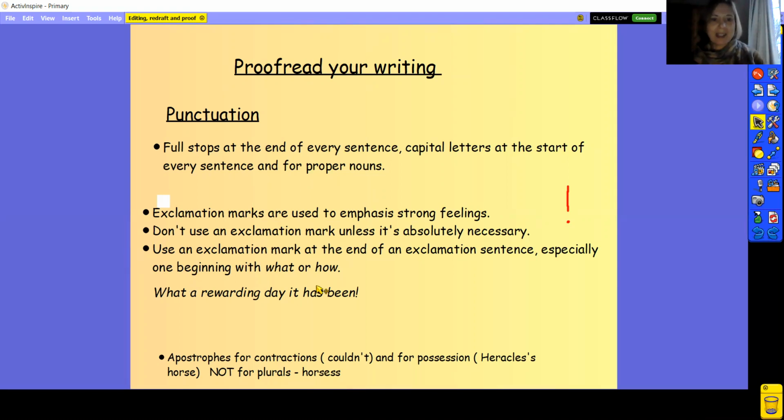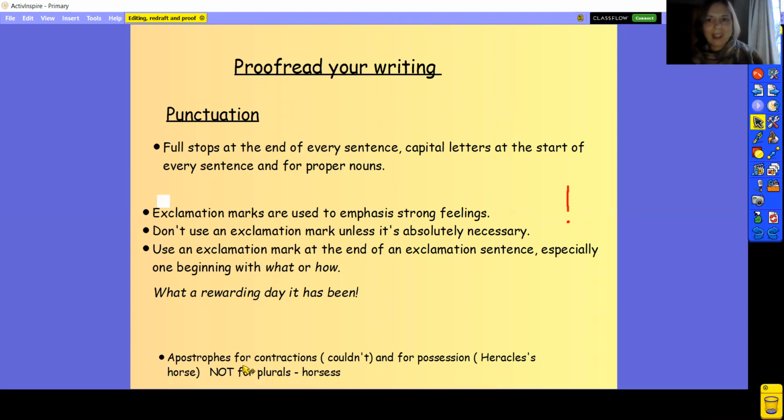Okay, exclamatory sentences. Now you did this in year 2, so there's a bit of a recap. Exclamatory sentences usually start with the words what or how, and they need to include a verb. Now you can use exclamatory sentences at the end of your diary to exclaim about what kind of day it's been. There we go, here's an example. What a rewarding day it has been. So there we go, my sentence starts with what, it's got a verb in it, and it's got an exclamation mark to tell the reader what kind of day it's been. Okay, so it's quite a useful ending for a diary.